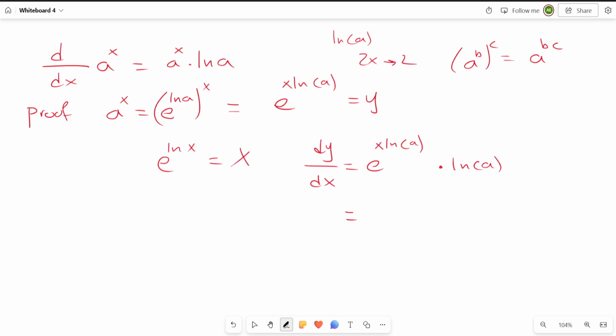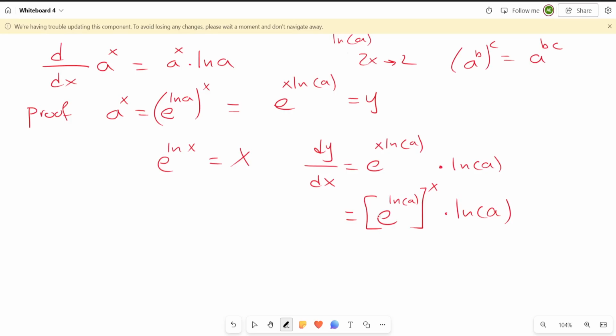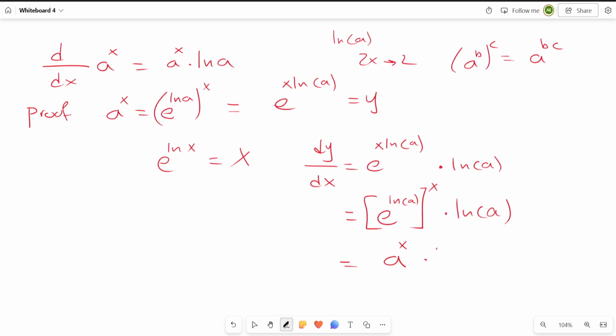Okay, so till now we have this here. We can rewrite this as e to the power of ln a, all to the power of x, times ln of a. And I know that e to the power of ln a is the same as a, basically. So this is going to be a to the power of x multiplying ln a, which is the same as this part over here.